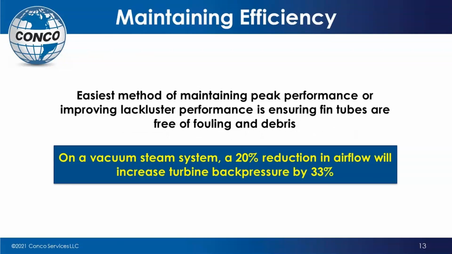So maintaining efficiency is really key, and the easiest method of maintaining peak performance is to make sure that those tubes are clear of all debris and that the air going through those tubes meets minimum resistance so that you can use that surface area in order to get an efficient unit. Now, on a vacuum steam system, a 20% reduction in airflow will increase turbine pressure by around 33%. That will vary based on your particular application, but these can give you some ideas of what we're talking about in terms of money.